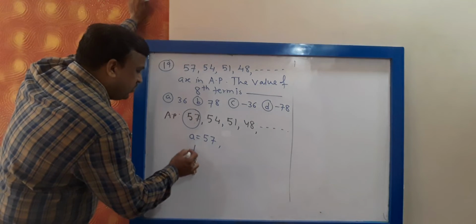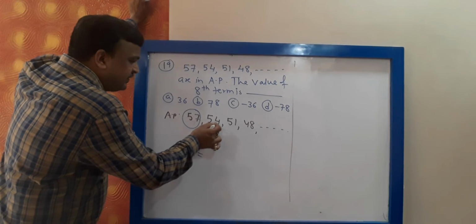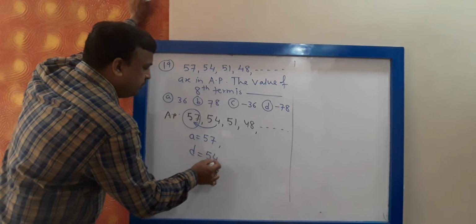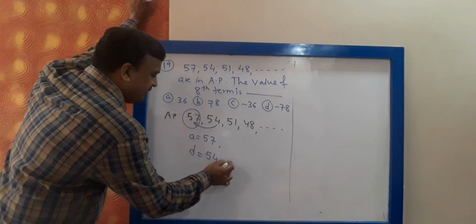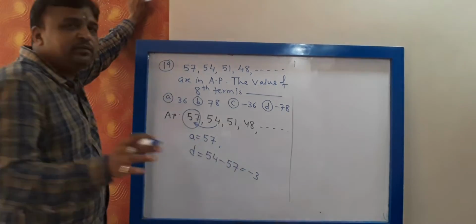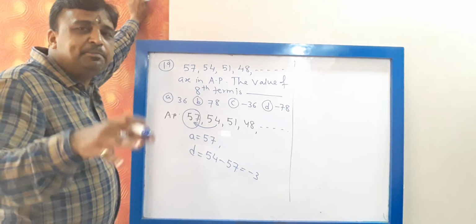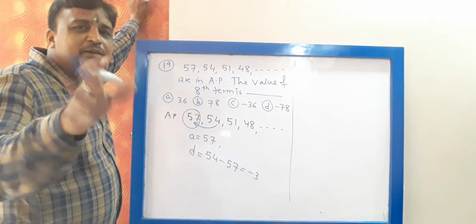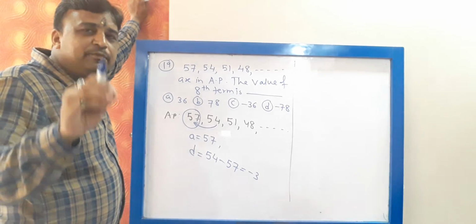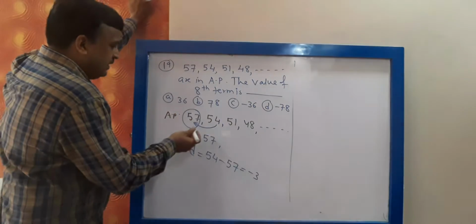So how do we find the common difference D? That is next term minus previous term. 54 minus 57, and that is minus 3. At this moment you can make a mistake. You will write plus 3 and the entire calculation will become wrong. So my dear, you have to be careful about plus minus.